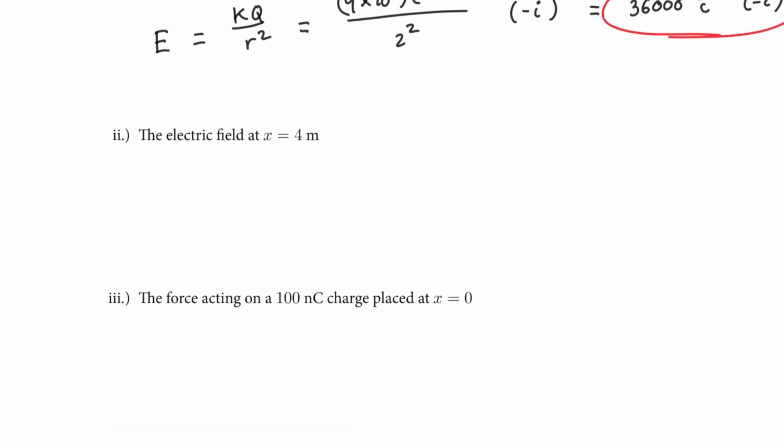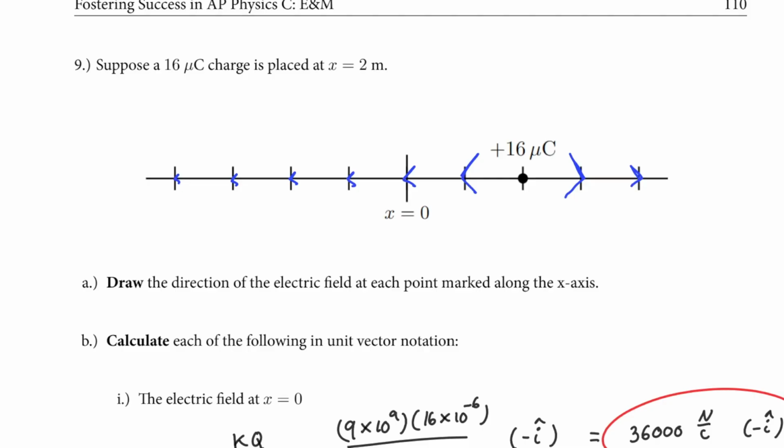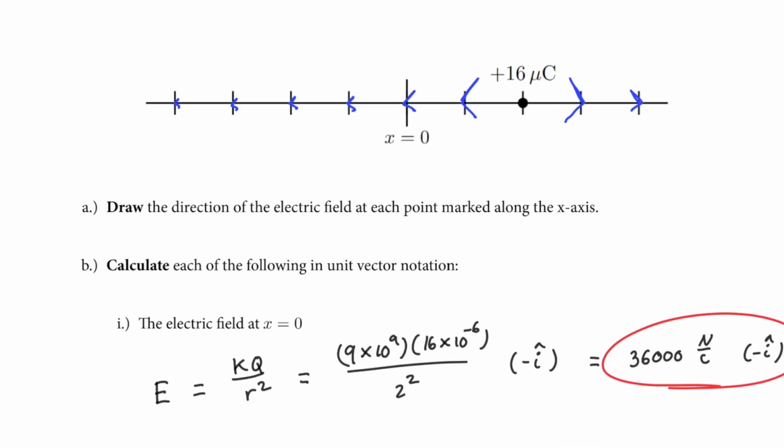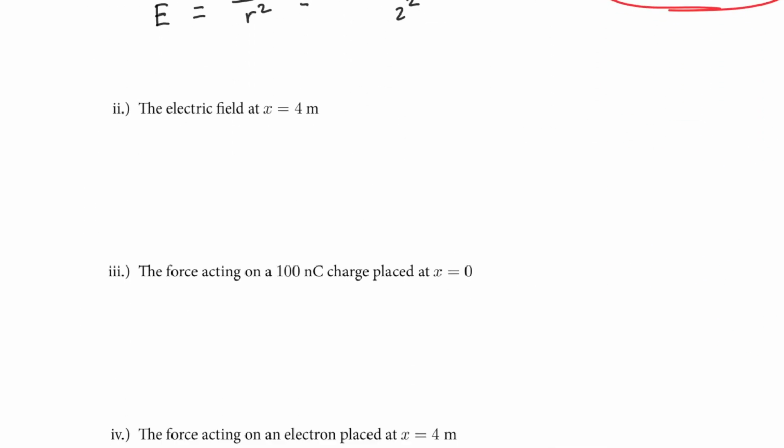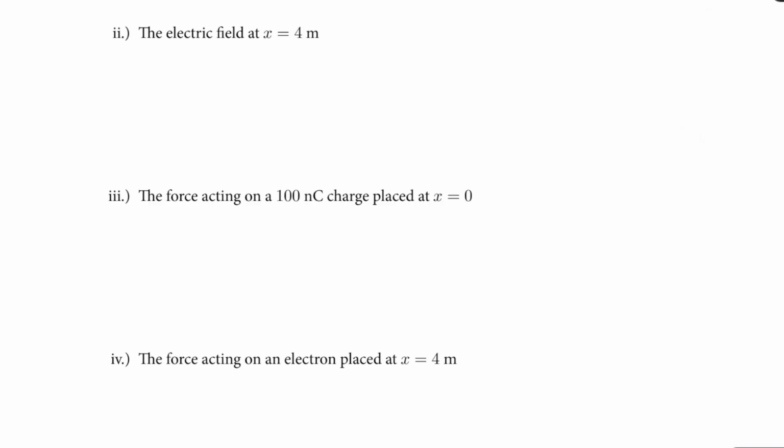Now the electric field at x equals 4. By symmetry, x equals 4 is also 2 ticks away, but it points to the right now. So we don't need to calculate it. It's just going to be the same thing, just to the right, so it gets a plus i hat vector attached.